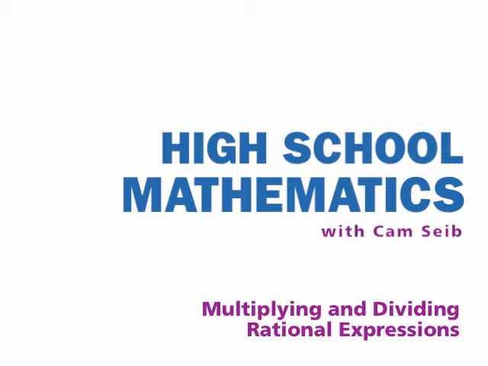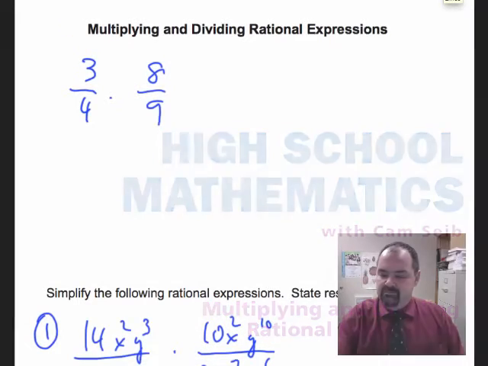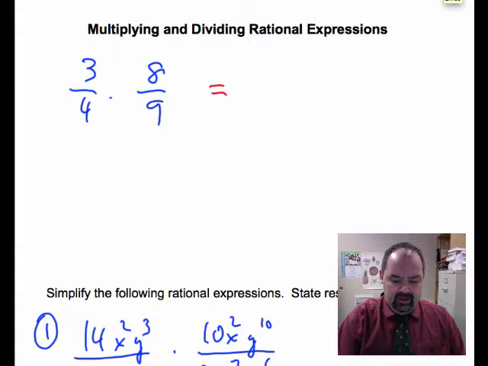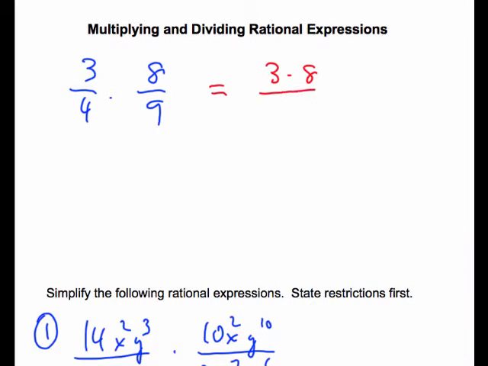So multiplying and dividing rational expressions is just like multiplying and dividing regular fractions. I have two fractions here, and if I wanted to multiply them, I could multiply the numerators, multiply the denominators, and then I could factor the numerator and denominator. Now I'm just going to do that in my head in this case. We have a common factor between 3 and 9 of 3. So if I factor that out and divide through the two 3's, I get this left over.